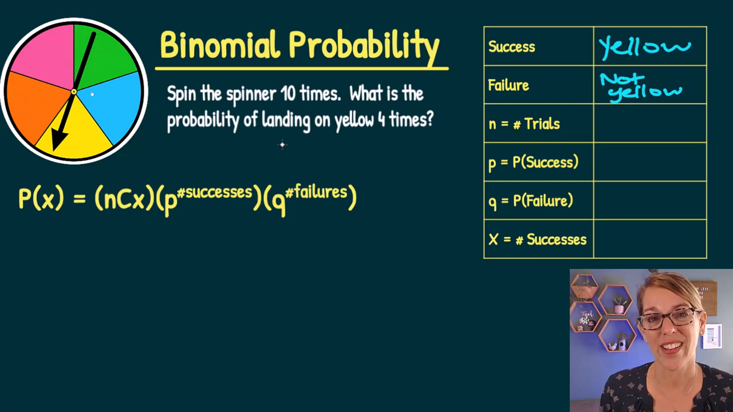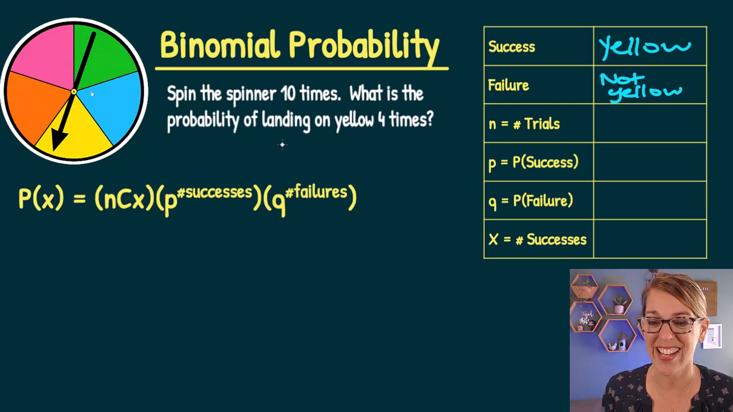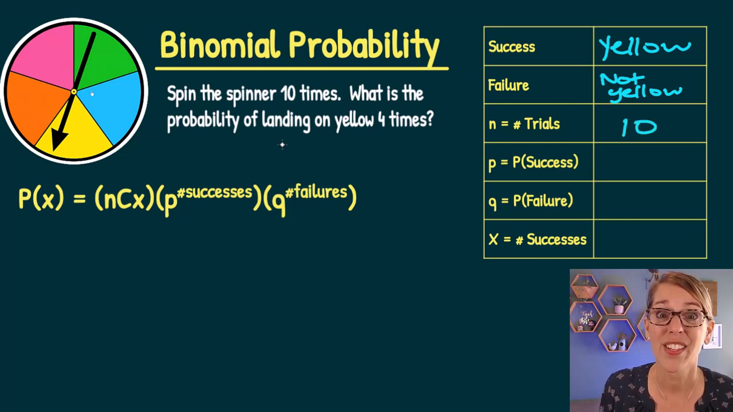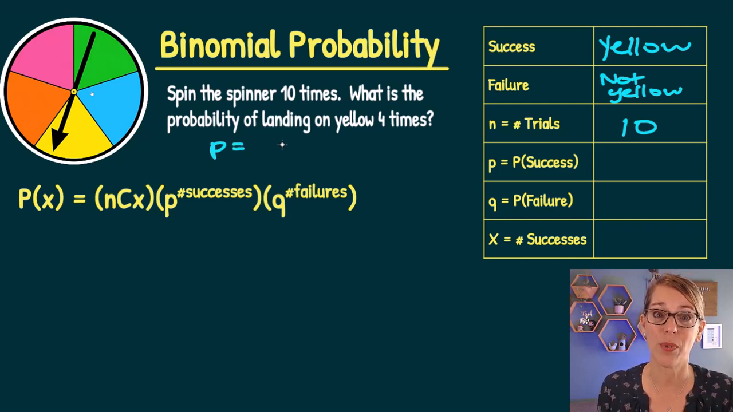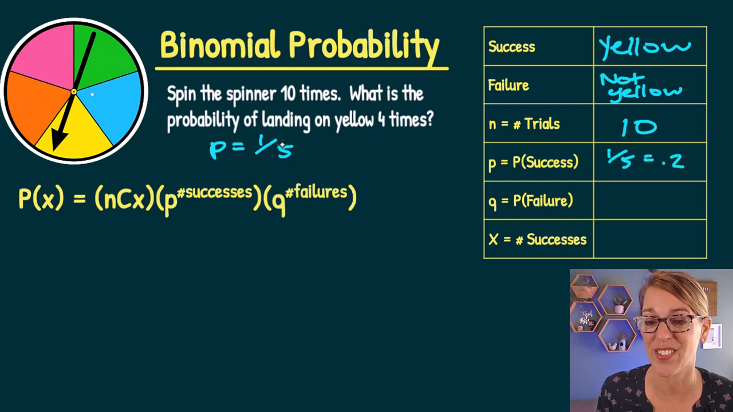Now the number of trials is the number of times I repeat this. Well, I'm spinning it 10 different times, so n is equal to 10. So that probability in a single spin is going to be the number of ways we can come up with a yellow. There's only one yellow spot out of the total ways that we can come up with an outcome, and there are 5 of those spots to land on altogether. So p is equal to 1/5. You can also express that as 0.2.